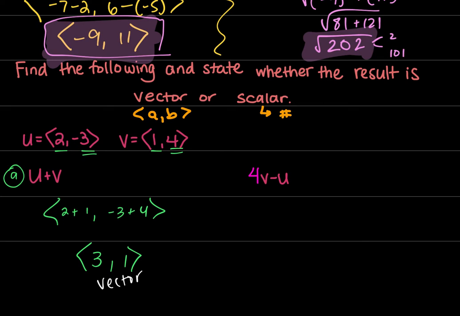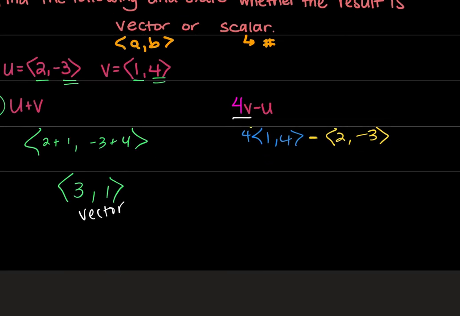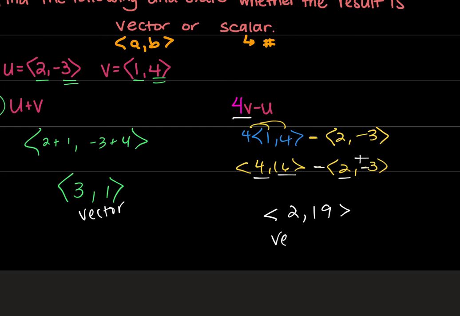Four V minus U means I start with 4, I multiply it in on V. So 4 times 1, 4. And then I'd subtract from it U, 2, negative 3. I distribute here, so I'd end up with 4, 16 minus 2, negative 3. 4 minus 2 is 2. 16 minus a negative 3 becomes plus 3, and that's 19. Vector or scalar? Good. Dot products end in scalar.